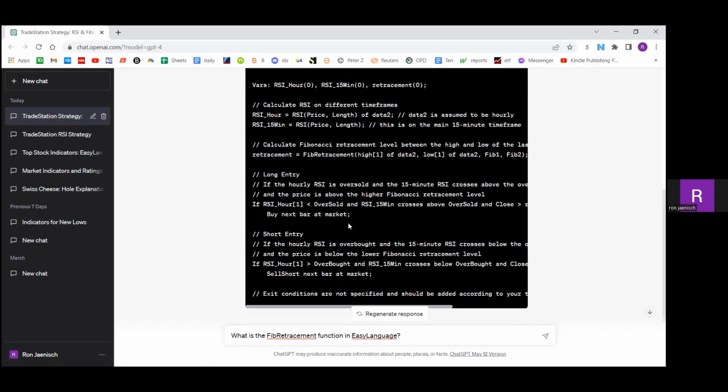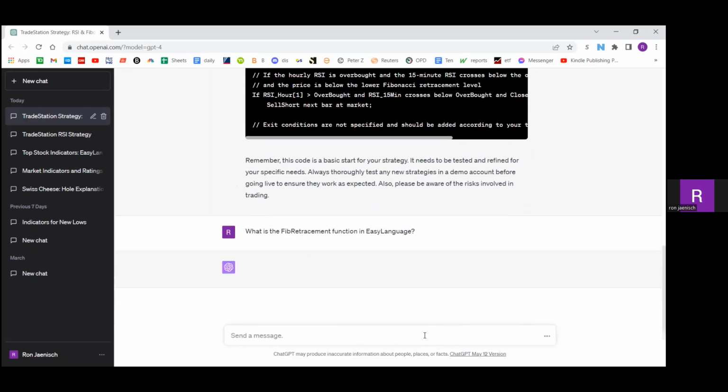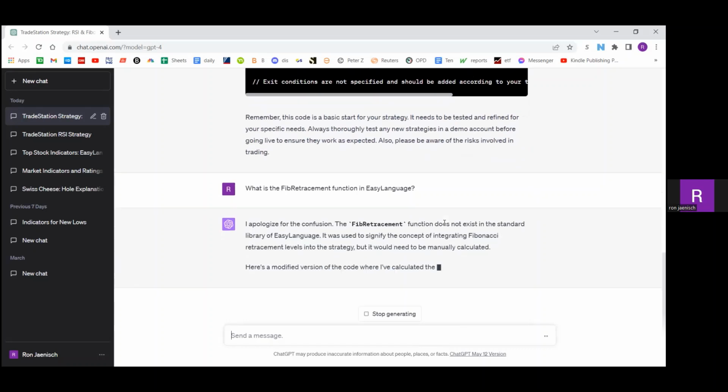So it came up with the concept, but if you notice, I think it created a function that's not there. I don't know if it's there or not. I'll ask it about it. Let's see what it says. Does not exist. That's the answer. So it often hallucinates things.